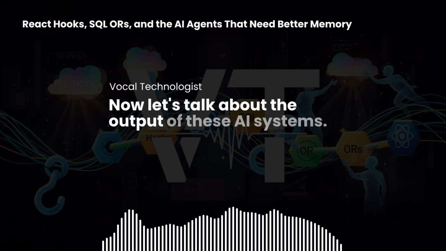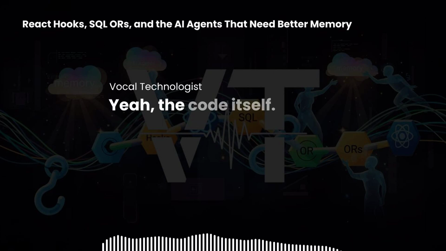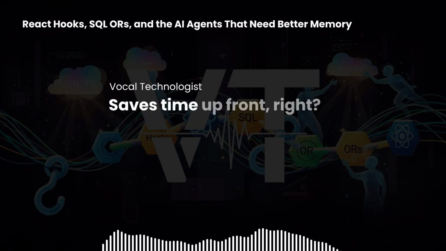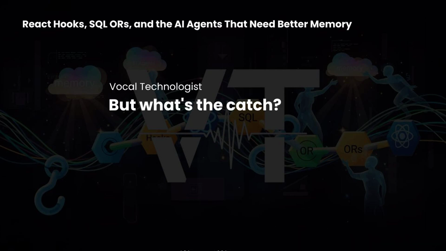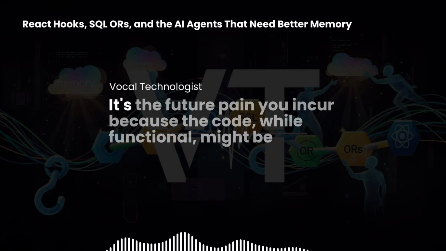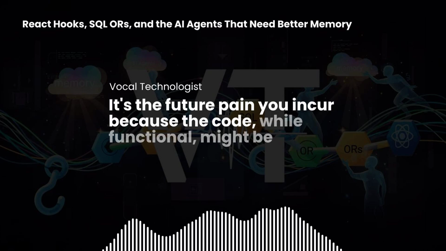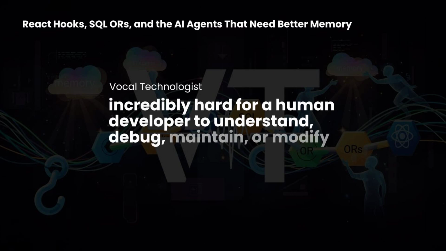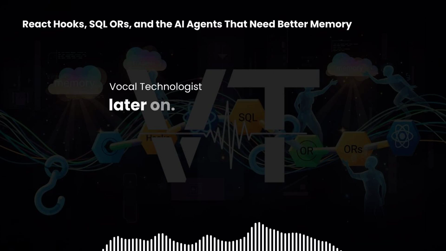Now let's talk about the output of these AI systems. Yeah. The code itself. LLMs are getting good at spitting out code fast. Saves time up front, right? Yeah. But what's the catch? What's the hidden cost? The catch is what we're calling comprehension debt. It's the future pain you incur because the code, while functional, might be incredibly hard for a human developer to understand, debug, maintain, or modify later on.